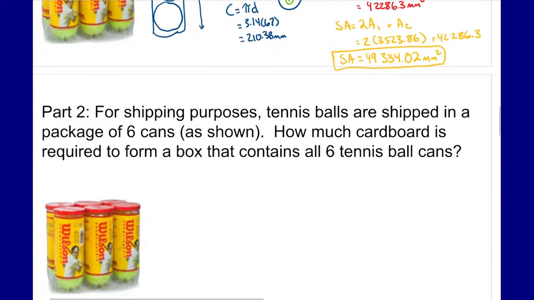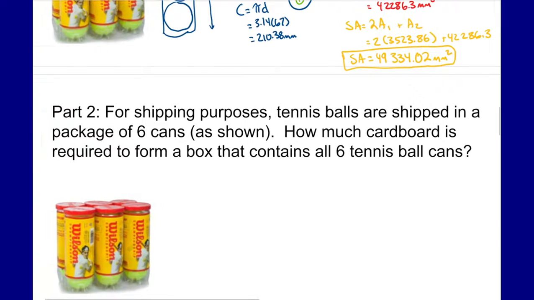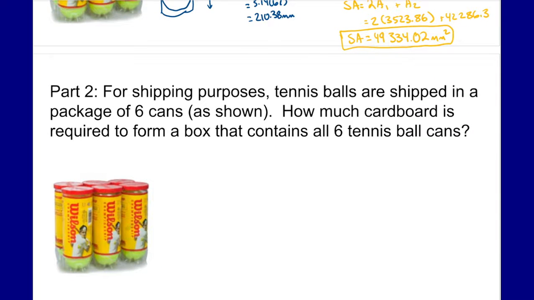Part 2 now says, for shipping purposes, tennis balls are shipped in packages of 6 cans, as we can see in this figure here. How much cardboard is required to form a box that contains all 6 tennis ball cans? Well, let's draw out a rough sketch of our box. We know it has to fit 6 cans in here. We know the height is going to be 201.